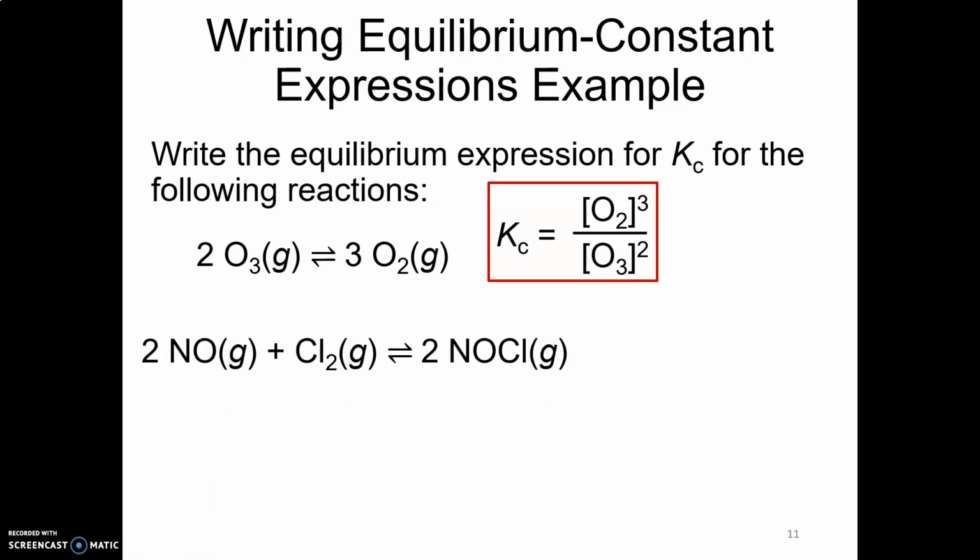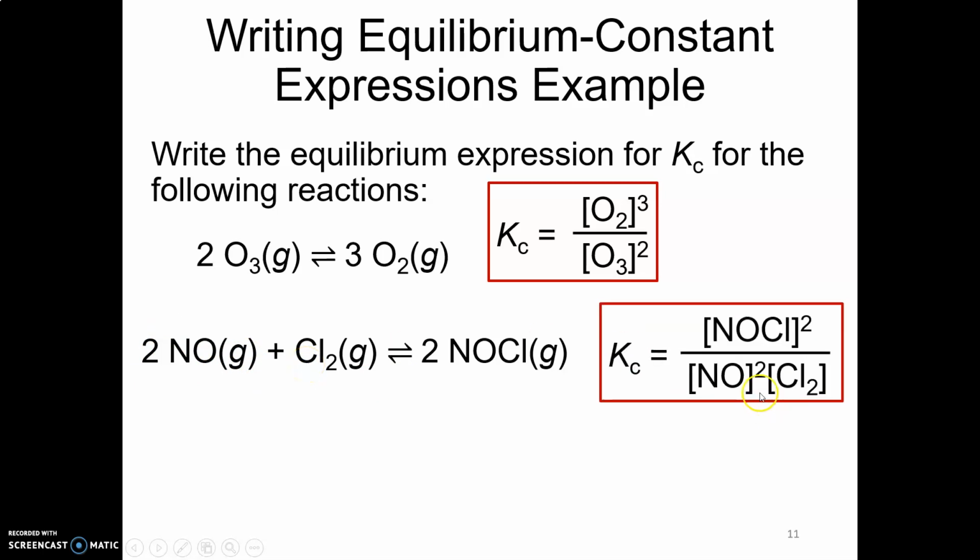Okay, let's look at another one. All right, what about this one? Now you have two reactants and one product. Remember, it's always Kc equals, so Kc is going to be equal to the concentration of NaCl, brackets, squared, divided by the concentration of NO squared, also divided by the concentration of Cl2. Now, I note, common mistake here is people will try to add these. These two reactants are not added, they are multiplied.